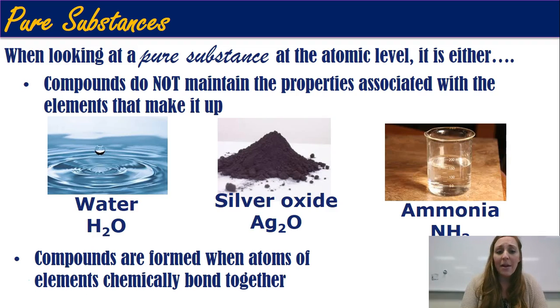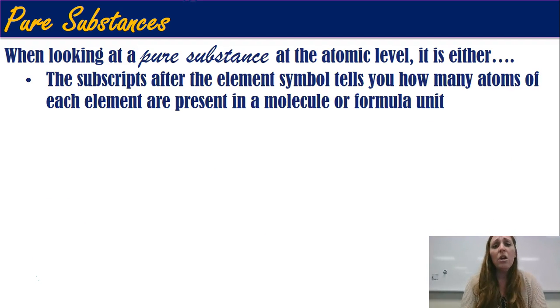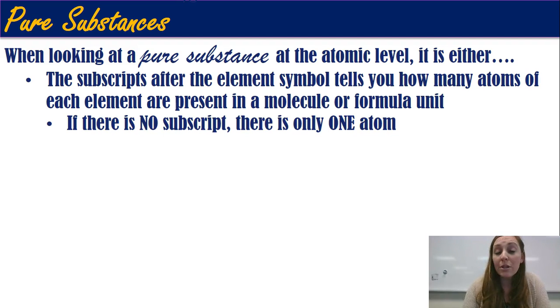Compounds are formed when atoms or elements are chemically bonded together. So literally the electrons on the outside of the atoms are interacting with each other to make them physically linked, or chemically linked, at the atomic level. When you look at the chemical formula, the subscripts after the element tell you how many atoms of each element are present in a molecule or formula unit. If there's no subscript, you can just assume that there's one atom.